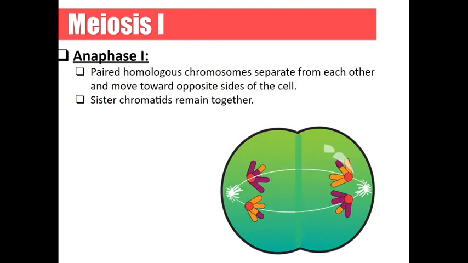So next you'll have anaphase 1. This has the paired homologous chromosomes. They separate from each other and they are moved toward opposite sides of the cell, while the sister chromatids are going to remain together.